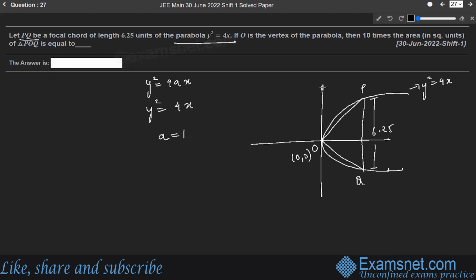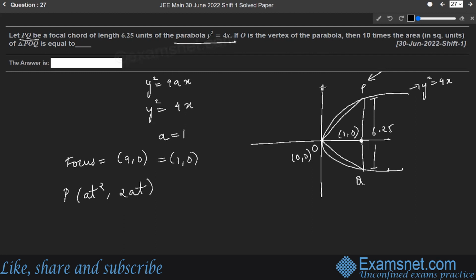And as we know, PQ is the focal chord. A focal chord is a line that passes through the focus. It means that this point is the focus. And what is the focus? Focus is always equal to a comma 0. All right. So a is 1. So we have focus 1 comma 0. So this point is 1 comma 0. Now, if we talk about the extremities, we have a focal chord P and Q. So if we talk about one extremity, which is point P, then we have the coordinates of P as at square comma 2at.